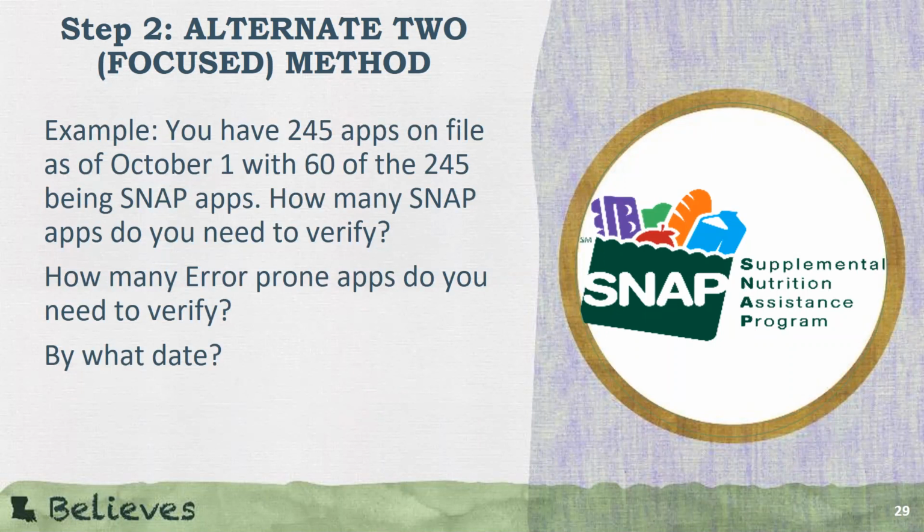Let's discuss an example using the alternate 2 or focused method. You have 245 applications on file as of October 1st, with 60 of the 245 being SNAP applications. How many SNAP applications do you need to verify? How many error-prone applications do you need to verify? And by what date?